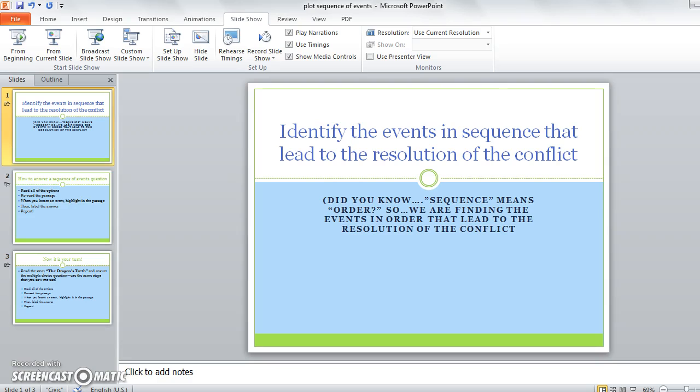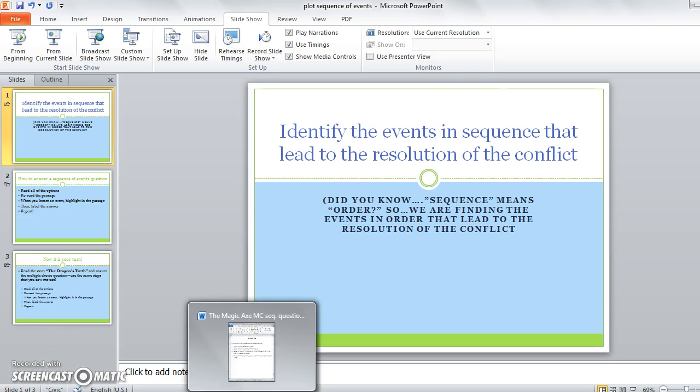So if we're identifying the events in sequence, sequence means order. So what is the order of the events that led to the resolution of the conflict in the story? If you see that note there, it says, did you know sequence means order? So we are finding the events in order that lead to the resolution of the conflict. So that is our goal for today.